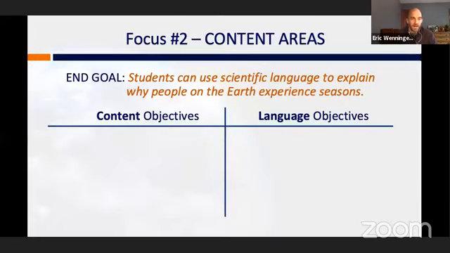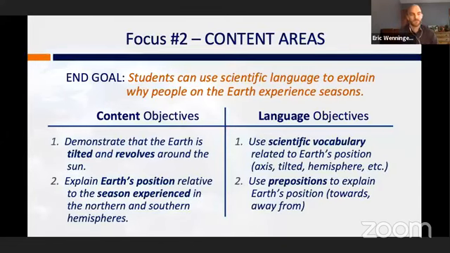It was an earth science class, so they're trying to learn earth science concepts. That was the content. And then from there, we're trying to get language objectives. So this is an example of an end goal, right? So again, I'm in my planning phase. Students can use scientific language to explain why people on the earth experience seasons. So I start with my content objectives, and then I get some language objectives too.